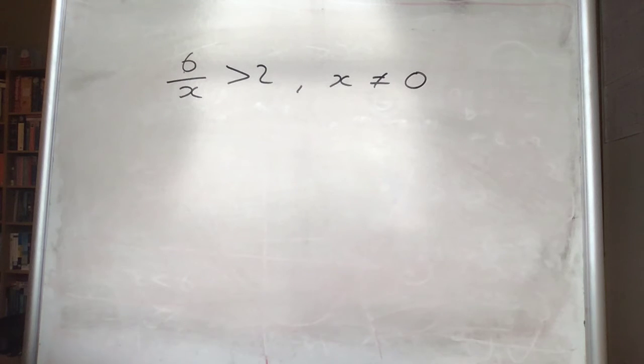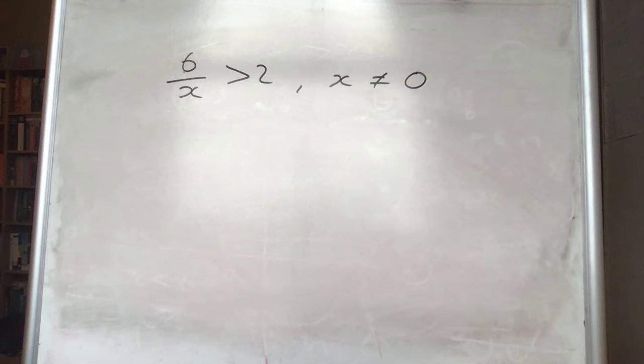Okay, this looks a little bit more complicated. Now, watch out here, because x could be either positive or negative. We don't actually know, so you can't just multiply both sides of this inequality by x.